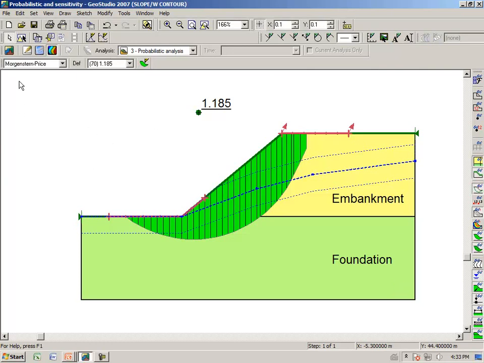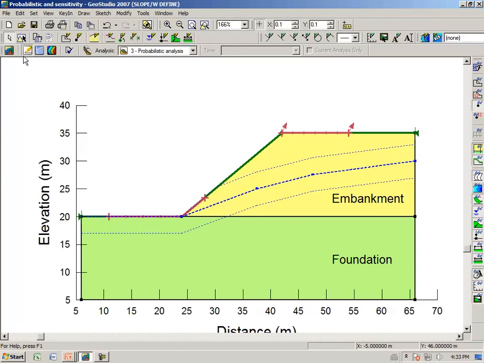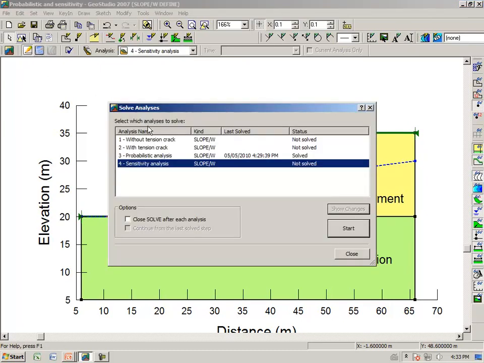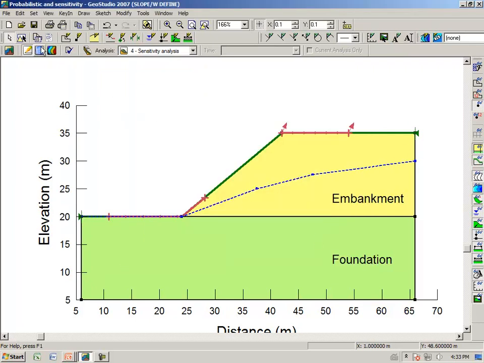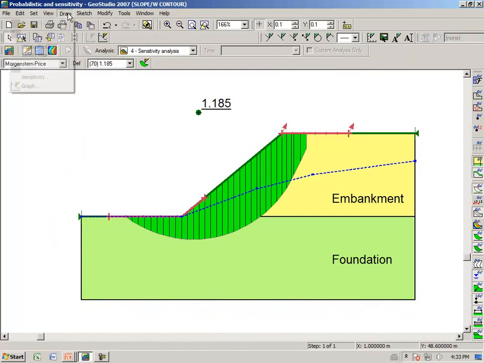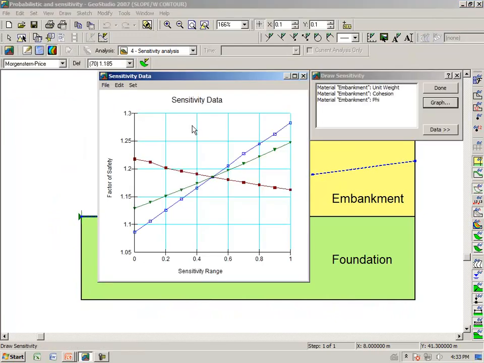Very quickly, we can go back to the define view and look at analysis number 4, sensitivity analysis. I won't spend a lot of time here except to just very briefly look at the results. If we analyze number 4, click on the Start button, and then look at the results view, and we say draw sensitivity. You see a graph like this.